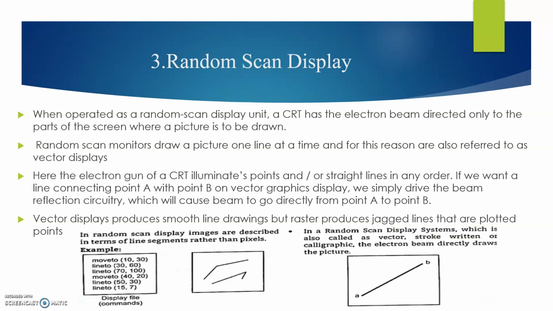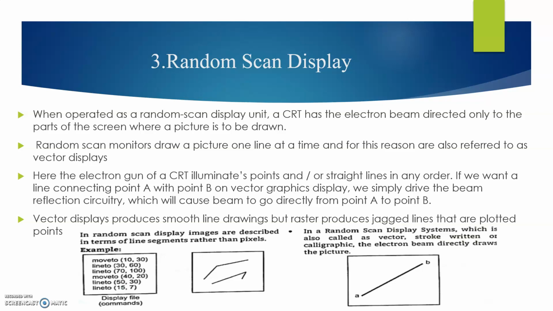If we want a line connecting point A with point B on a vector graphics display, we simply drive the beam deflection circuitry, which will cause the beam to go directly from point A to point B. Vector displays produce smooth line drawings, but raster display produces jagged lines that are plotted points. Random scan display is also called the vector scan display.